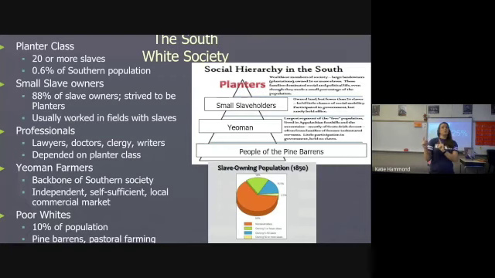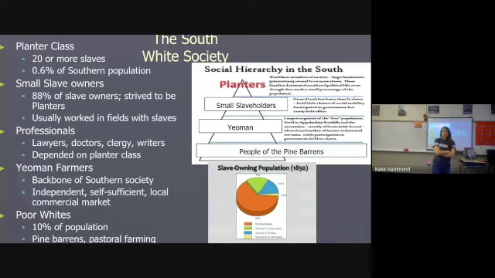The next two groups, definitely, they're white males who did not own slaves. And again, these people would be 75% of those white Southerners. So you have a group called the Yeomen. This is the largest group of Southern white males. Most were landowners.